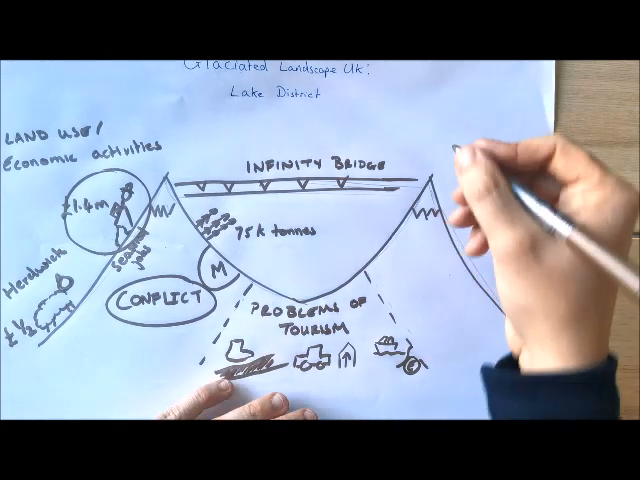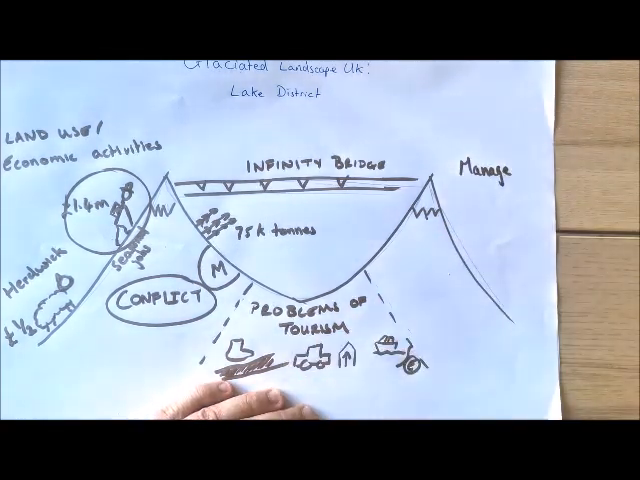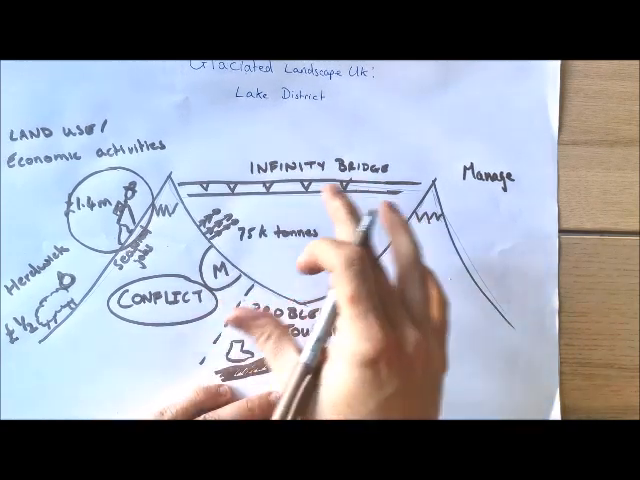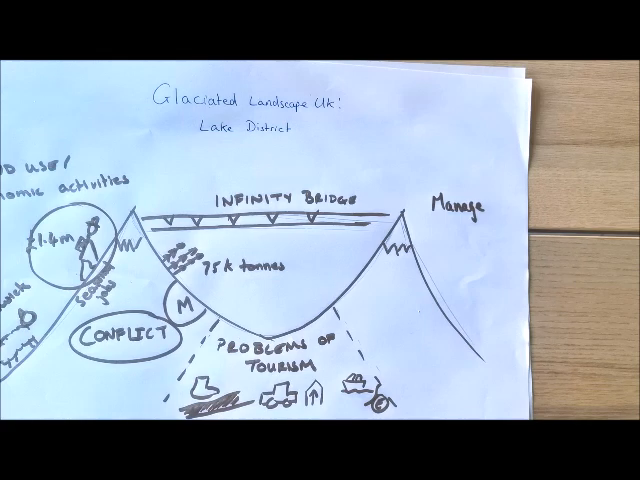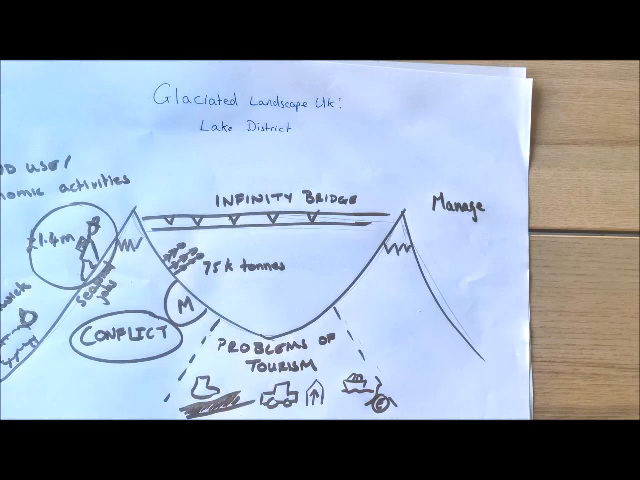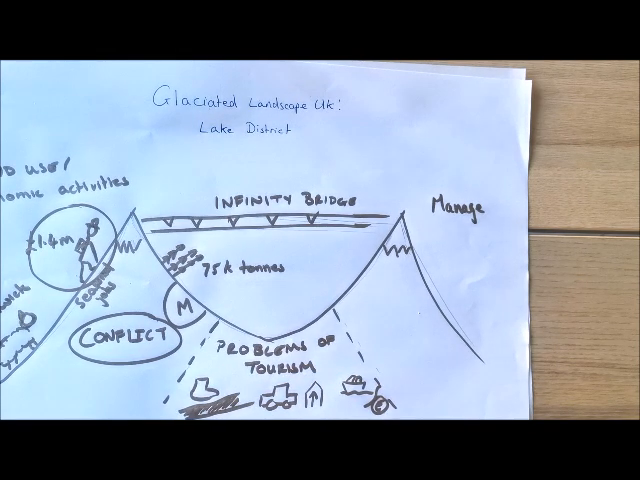So what we need to have a look at then is how can we manage these problems of tourism? What can be done in the Lake District to reduce the negative impacts that tourism can create, because it is massively beneficial if it can be managed. As we said, £1.4 million to the economy every year cannot be ignored, but we need to try and limit these problems here.